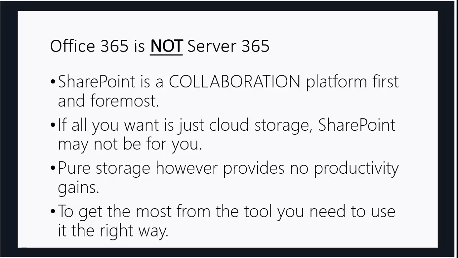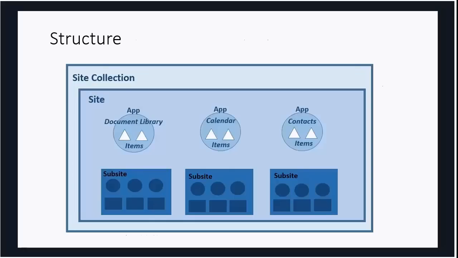So when we look at the structure of SharePoint at a very high level, what we have is a site collection, a unique site collection which we create in Office 365. Now inside that site collection is a home site, the top level site, so think of it like a file structure or a tree. Within that site we can have a number of different apps.